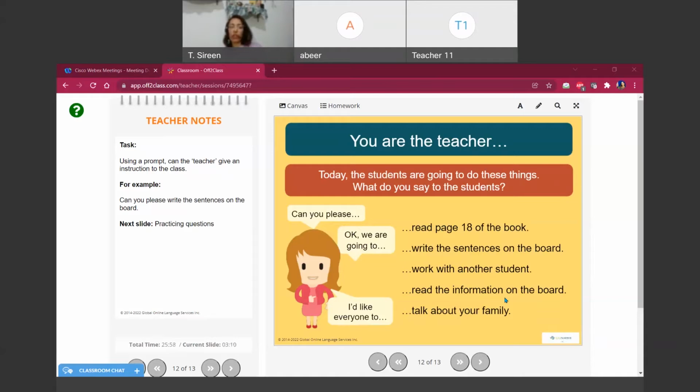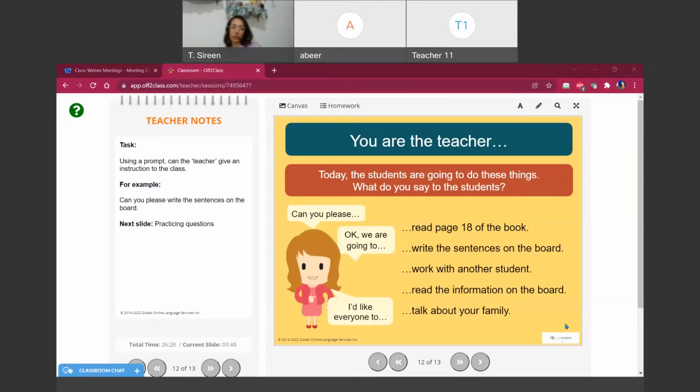Right. Okay. Now here, for example, you are the teacher. What do you say to the students? We've got some sentences here. How can you apply them with the questions? For example, "Can you please...?" or "I'd like everyone to..." How can you make these requests to your students?